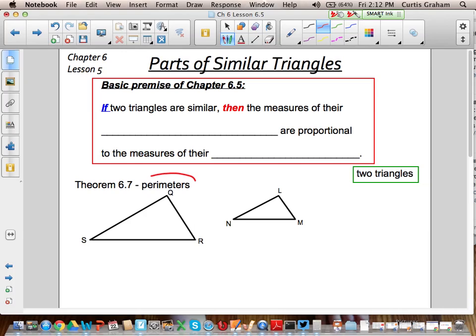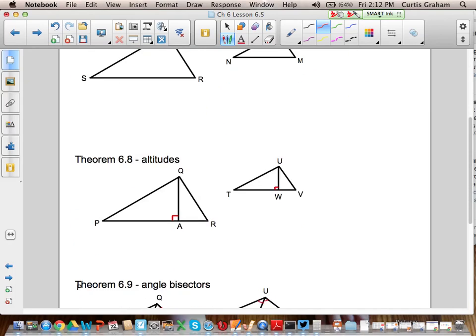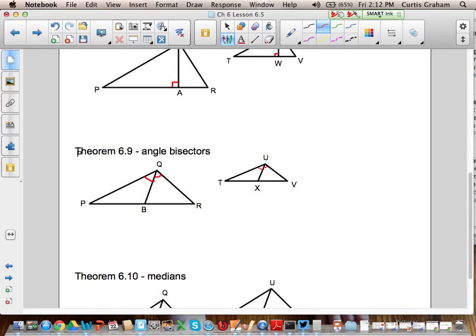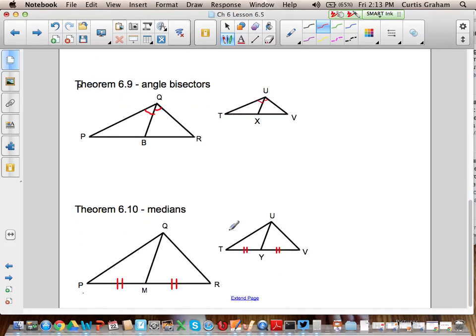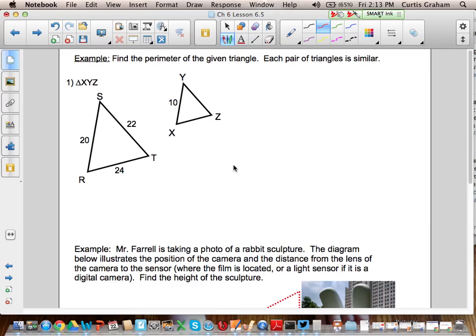So a couple things you can know: perimeters are going to be similar in similar triangles. Altitudes are going to be similar in similar triangles. Angle bisectors will be similar, so QB is similar to UX. They're in proportion to each other. And medians are also similar. So let's take a look at that through a couple examples.